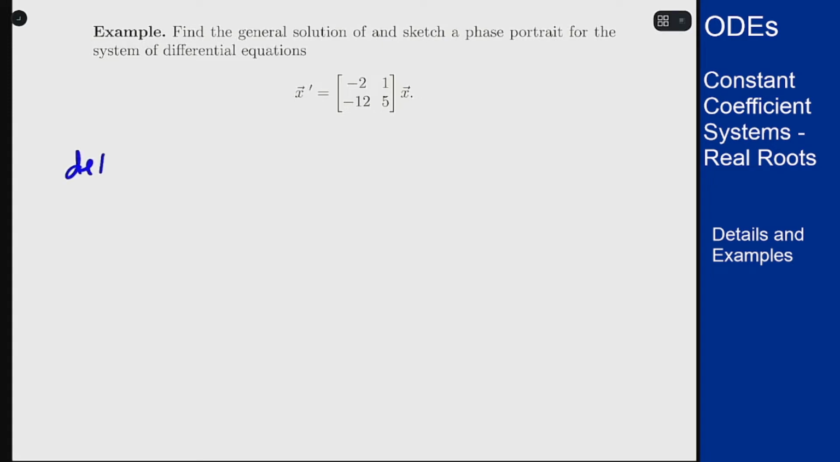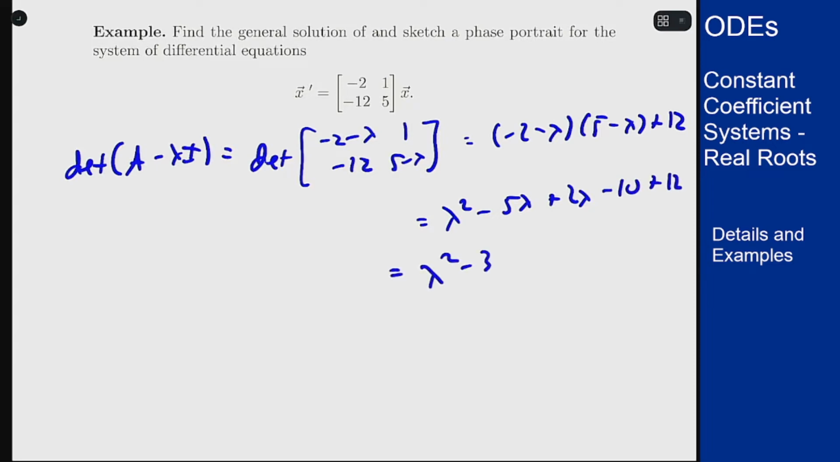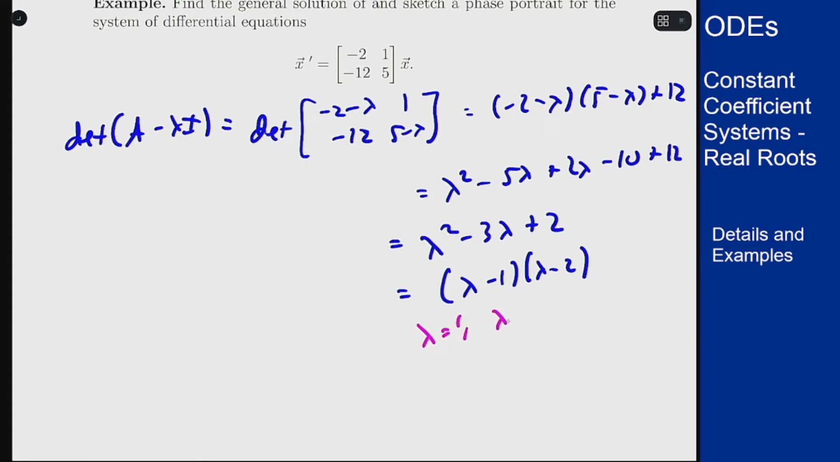The determinant of A minus lambda I is the determinant of minus 2 minus lambda, 1, minus 12, 5 minus lambda, which is minus 2 minus lambda times 5 minus lambda plus 12. I see a lambda squared, a minus 5 lambda, a plus 2 lambda, a minus 10 plus 12: lambda squared minus 3 lambda plus 2, which factors as lambda minus 1, lambda minus 2. So I have lambda equals 1 and lambda equals 2. And so I know right away this will be a nodal source because I have two positive eigenvalues.